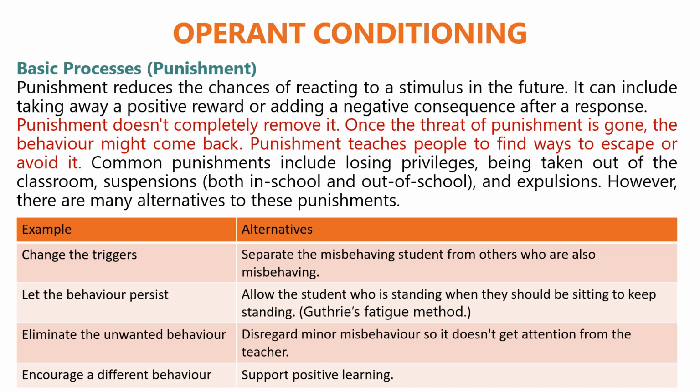Let the behavior persist. Allow the student who is standing when they should be sitting to keep standing. This is Guthrie's fatigue method. Eliminate the unwanted behavior. Disregard minor misbehavior so it doesn't get attention from the teacher. Encourage a different behavior which supports positive learning. A wanted behavior can be encouraged, so this wanted behavior will increase in frequency, and the unwanted behavior should be ignored so that it gets reduced in frequency.